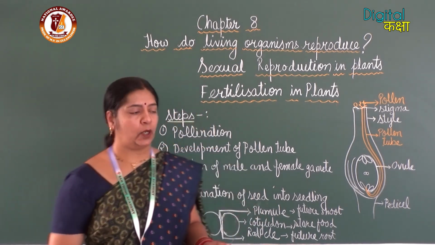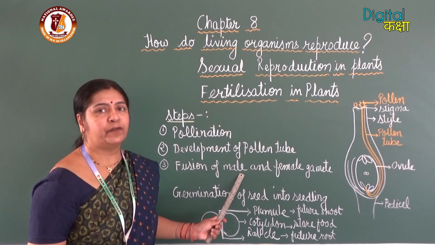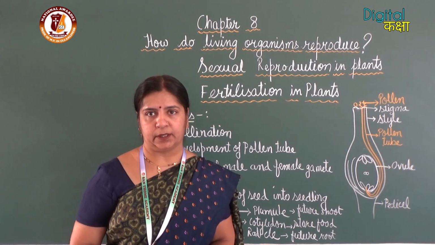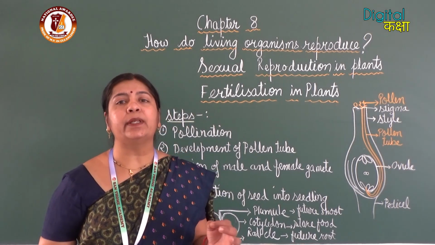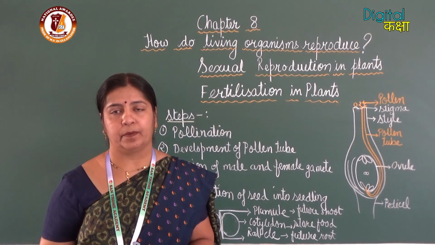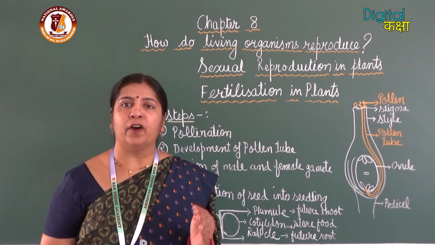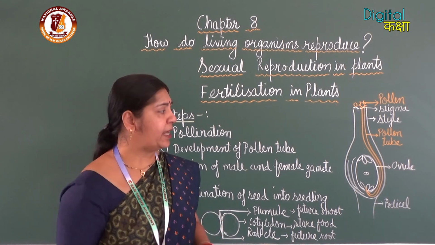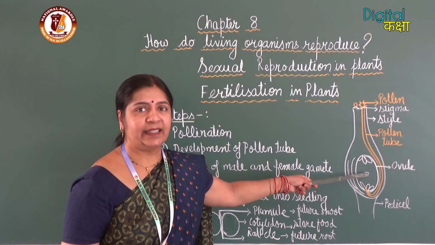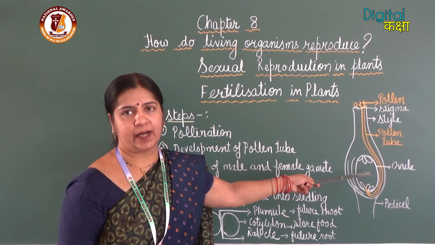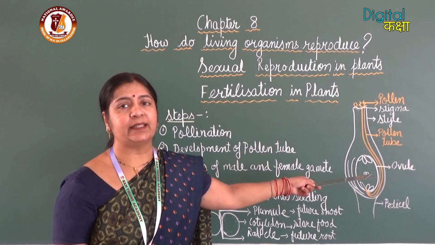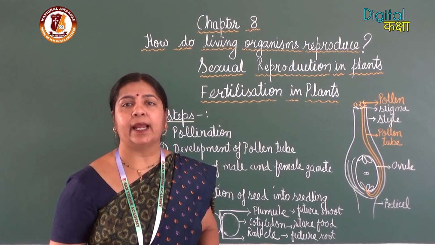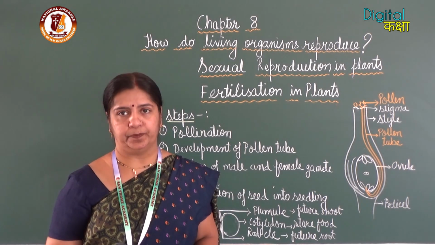As a result of fertilization, that is fusion of male and female gamete, zygote will be formed. Zygote is a unicellular structure which is formed by fusion of male and female nuclei. As we have seen, the male nuclei enters inside the female nuclei and fusion takes place inside the ovule. So the site of fertilization in plants is ovule.